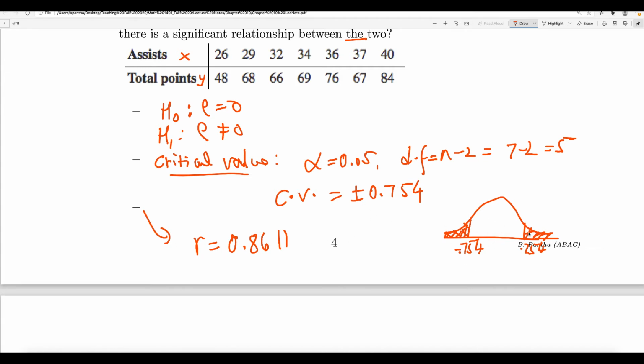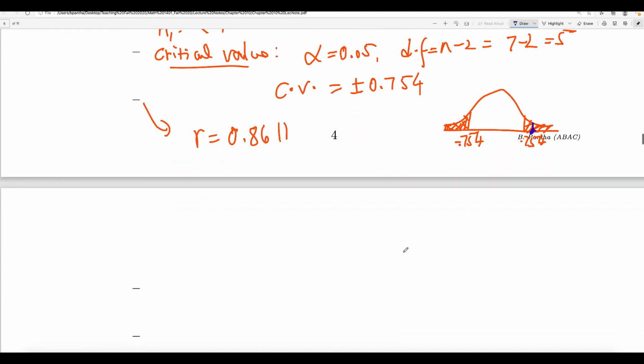If this r falls in the shaded region, you reject the null hypothesis. Otherwise, you do not reject the null hypothesis. What is r? r is 0.86. 0.86 is bigger than 0.754. So this r value falls in the shaded region, so we reject the null hypothesis. That's what we do.